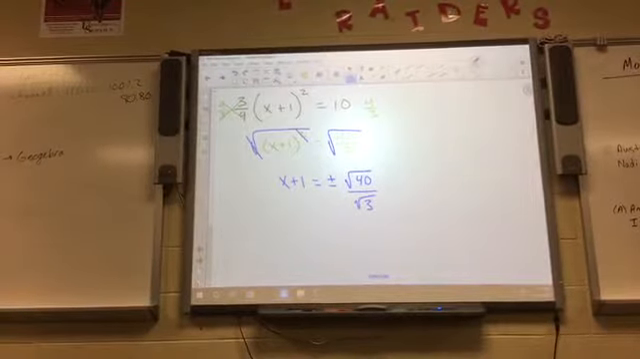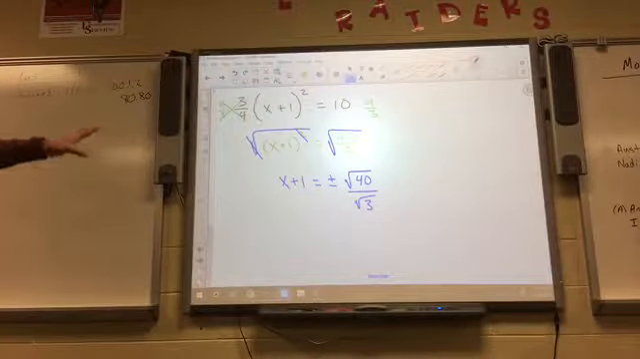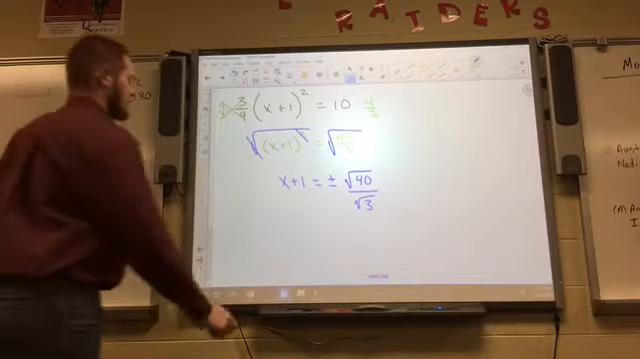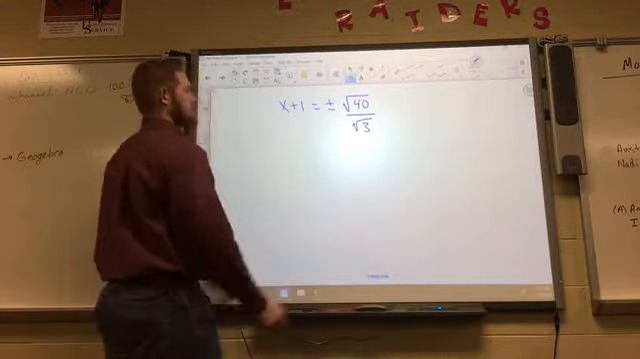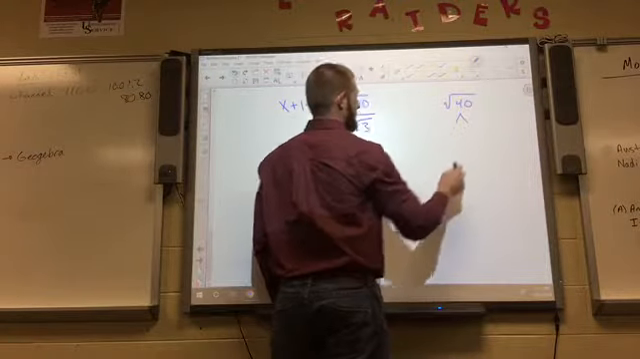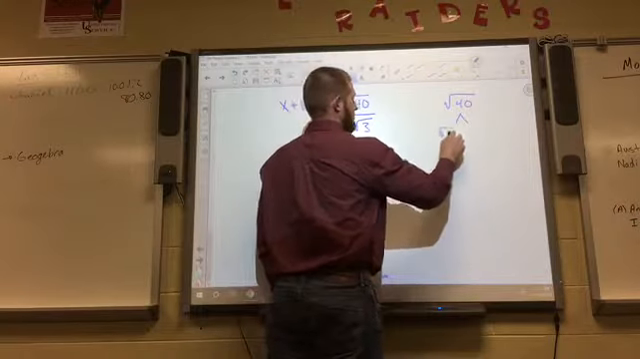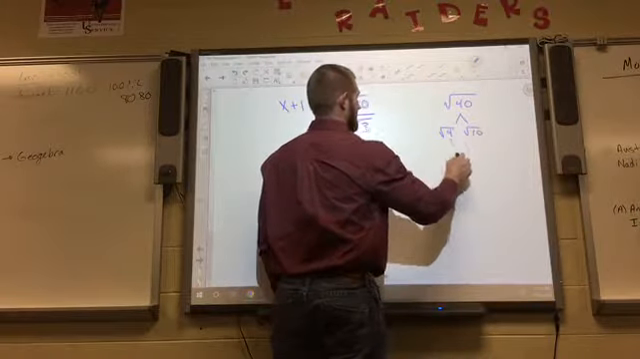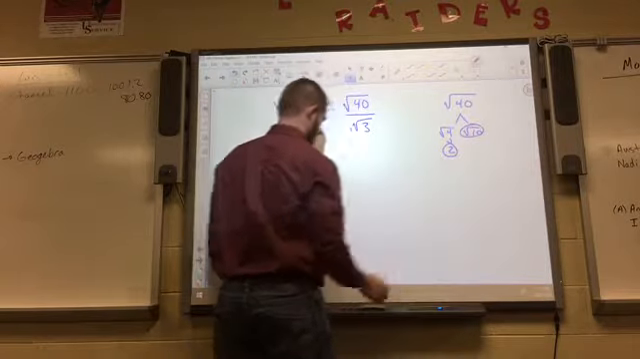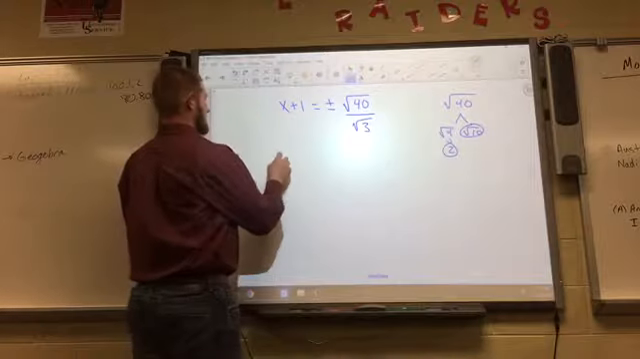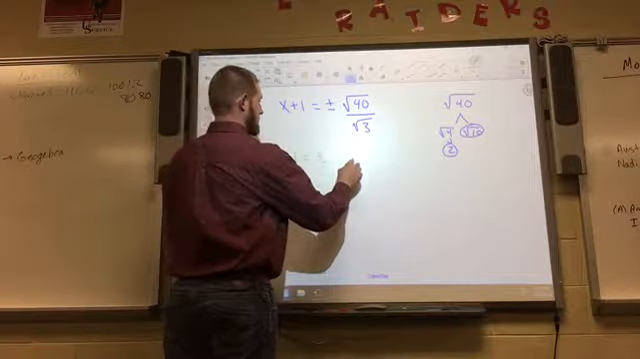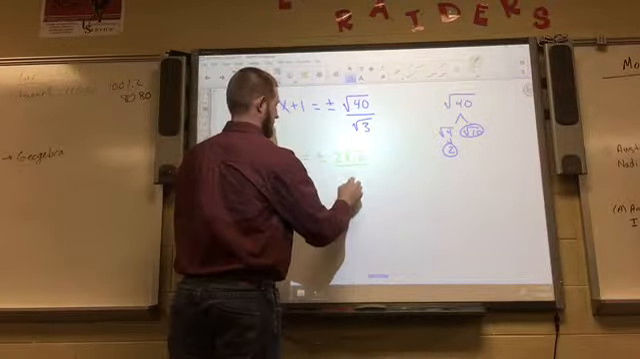Patience, children. Now, before I finish bringing that 1 over, which I will do, correct? I'll bring that 1 over. Before I do that, let's go ahead and reduce this. So I have the square root of 40. What can I take out of it? A 4 and 10, so I have the square root of 4 times the square root of 10, and the square root of 4 is 2. Can I do anything with the square root of 10? No, it's done. So now I have x plus 1 equals plus or minus 2 square roots of 10 over the square root of 3, right?